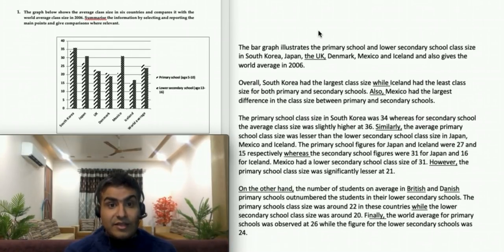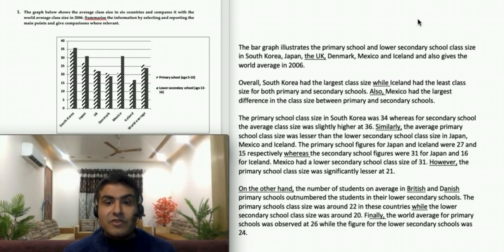If you can add anything from the graph to the question, do that. So the introduction looks complete. For example, here I've added the country names, and I've also mentioned the primary school and lower secondary school class sizes given, so that it makes my graph look more complete.